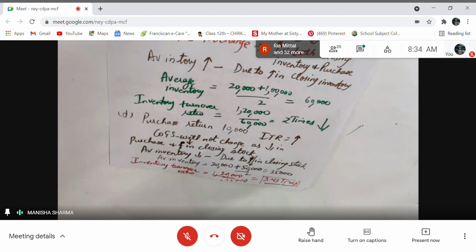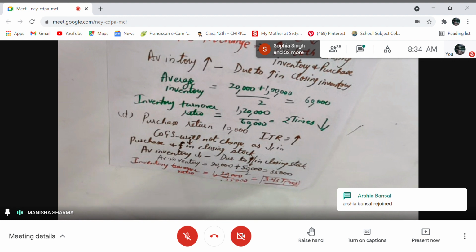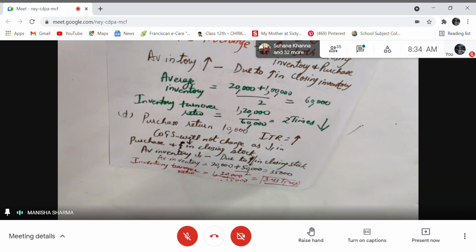Since one is increasing and the other is decreasing, the overall impact is that COGS will not change. There will be no change in COGS due to purchase return, as there is a similar equal amount of change between purchases and closing stock. Purchase return is subtracted from purchases, so purchases will decrease, and due to purchase return, closing stock will increase. So the net impact is no change in COGS.